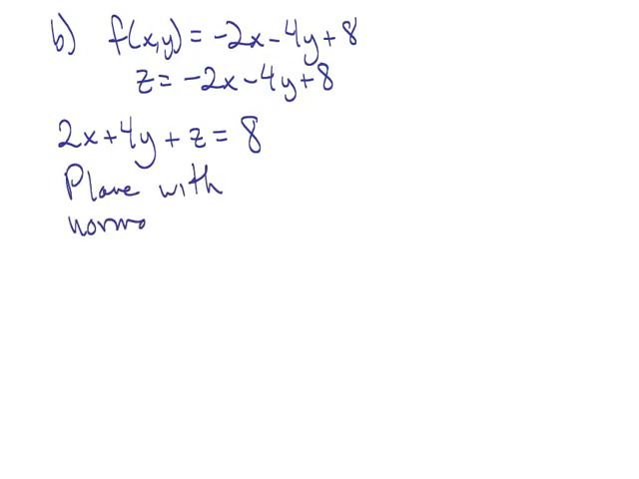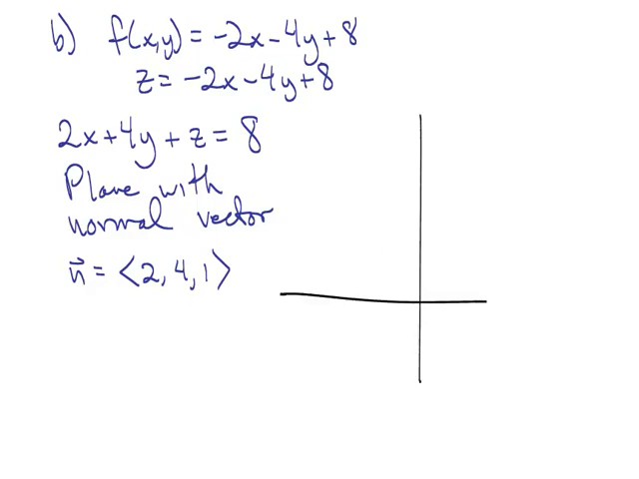with a normal vector. Remember how we find the normal vector to a plane off of the standard equation. It's the coefficients of x, y, and z in that standard form. A normal vector n of (2, 4, 1). Now, how can we represent this graphically? Well, we can find the intercepts, which is a good way to draw the plane.